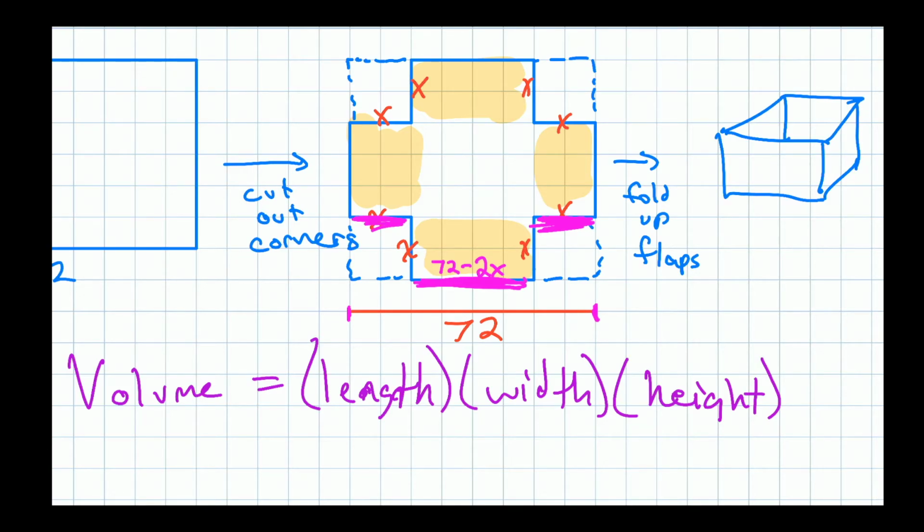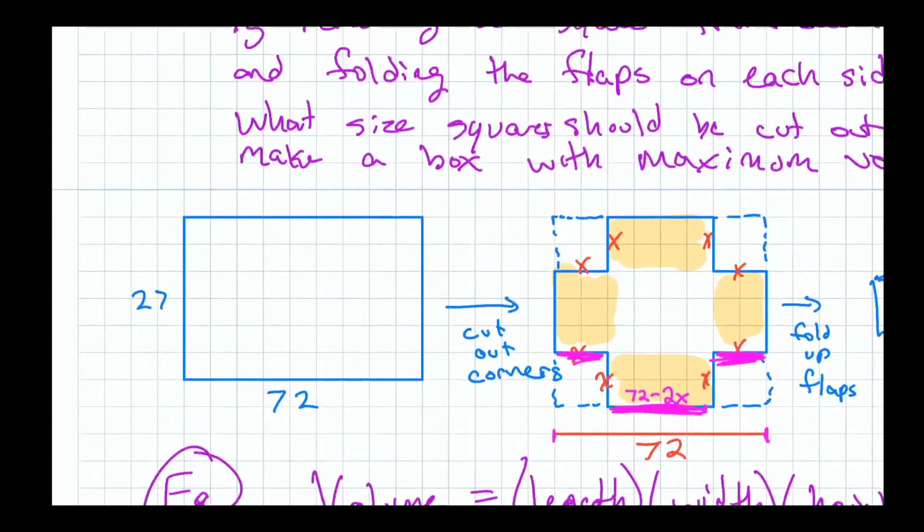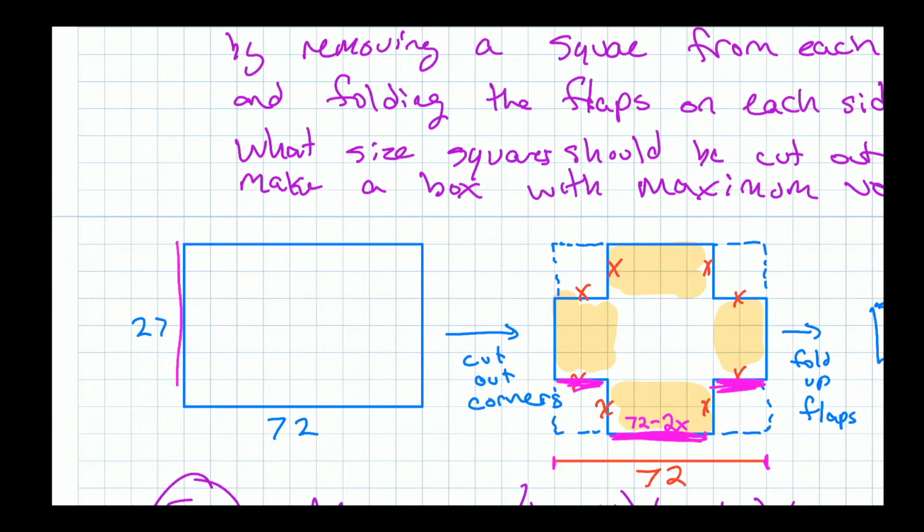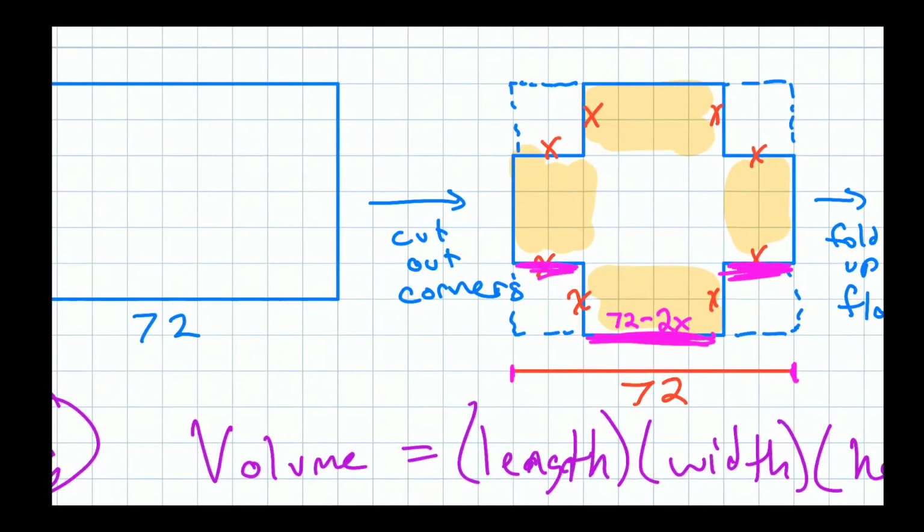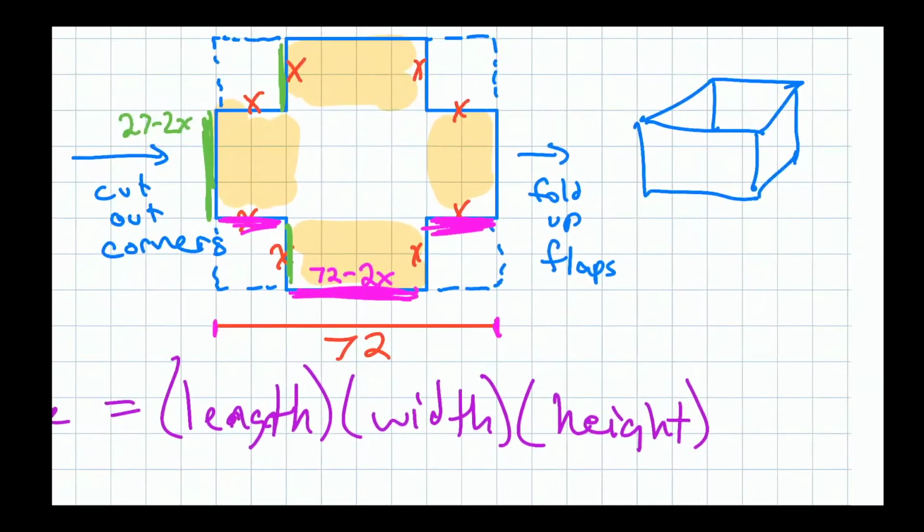And you have to do the same thing for the other side. The side started out 27. So what is this distance going to be? Well, it's 27, but then we cut out x and we cut off x. So 27 minus 2x. So when you get here, one side is 27 minus 2x. The other side is 72 minus 2x.